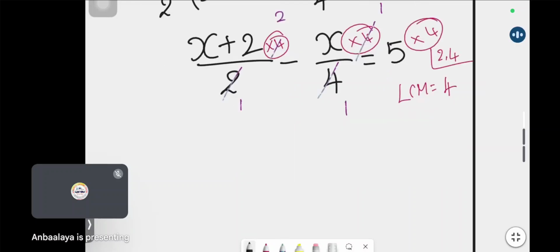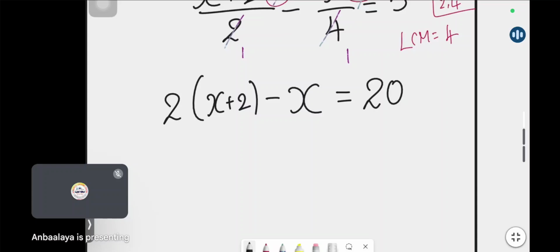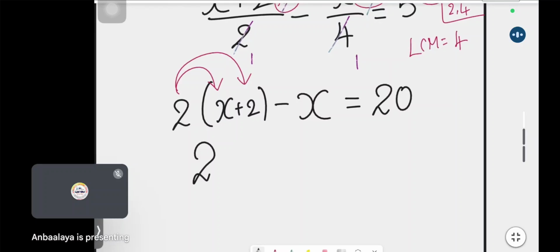Okay, here we can write this as 2 into (x plus 2) minus x is equal to 5 fours. What is 5 fours? 20. Very good. Now multiply this 2 inside. 2x plus 4, minus x, is equal to 20.